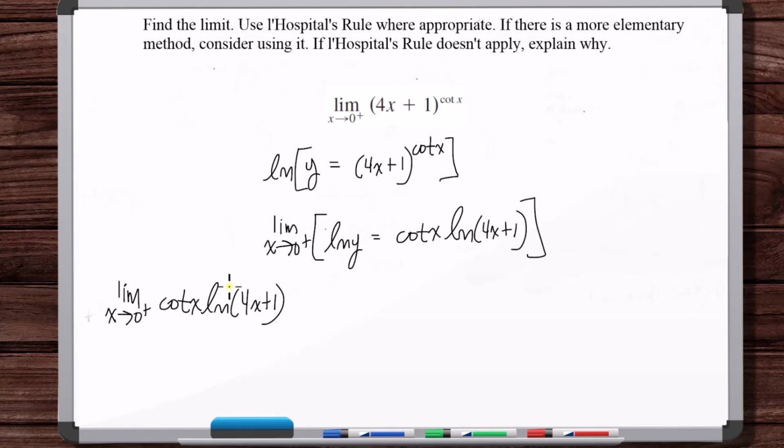So infinity times 0, this is an indeterminate form of products, infinity times 0. How do we solve that? Well, we rewrite it. Well, we bring one of these into the denominator. So let's bring cotangent into the denominator. How do you do that? Well, cotangent is 1 over tangent.